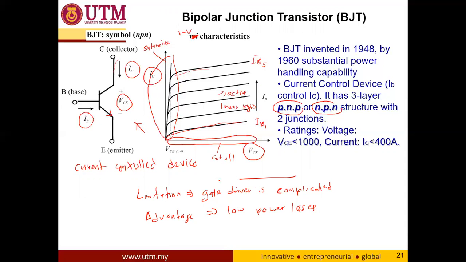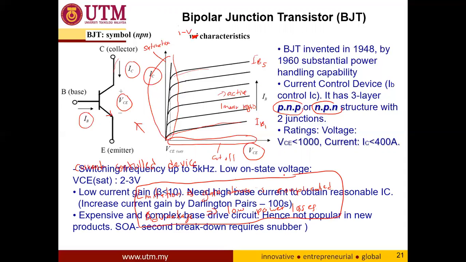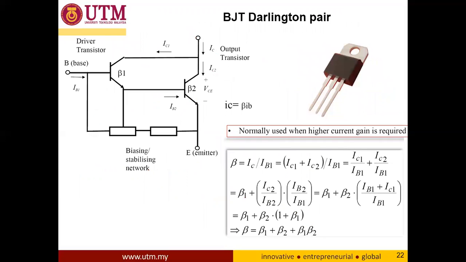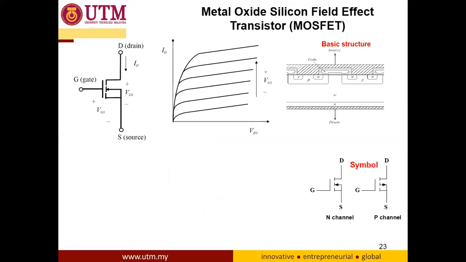Okay, so you need to take note of this. This is the BJT Darlington, used to increase what I call the gain. So it's not very crucial in power electronics.